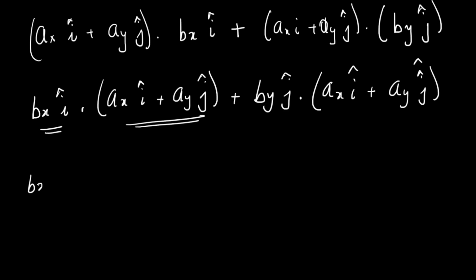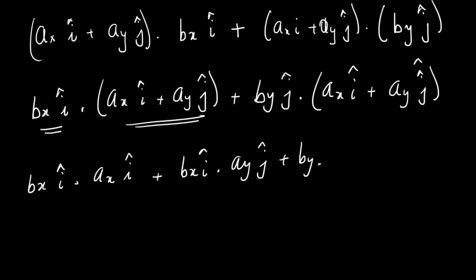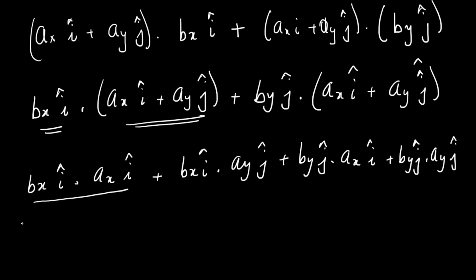and then I write this as BXI dot AXI plus BXI dot AYJ plus BYJ dot AXI plus BYJ dot AYJ, and now this part is mod BXI mod AXI cos of the angle between I and I, plus so on. I'll leave it to you.